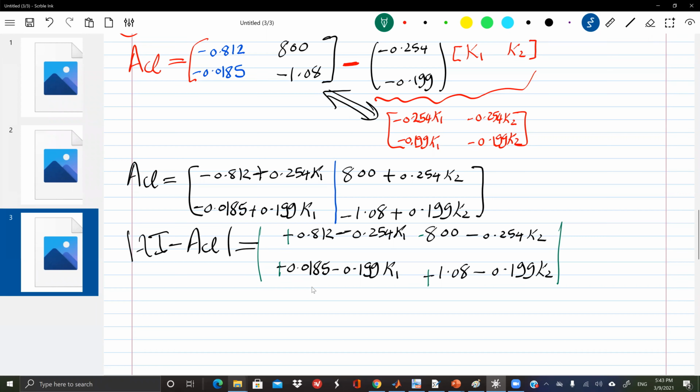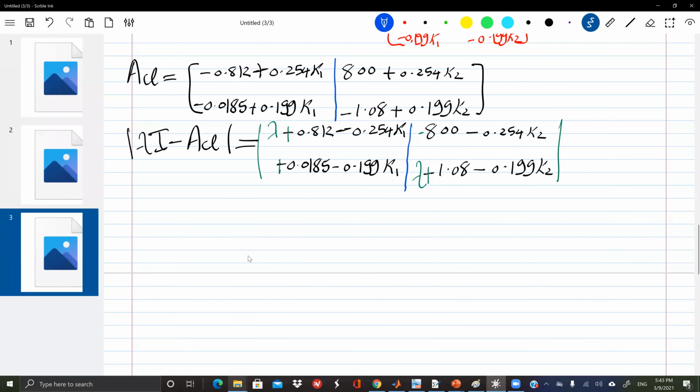And then I'm going to add lambdas over the diagonal. So lambda here and lambda there. And here is my separator from before. Any question about that? And the tedious work is to multiply these together minus the other way around.